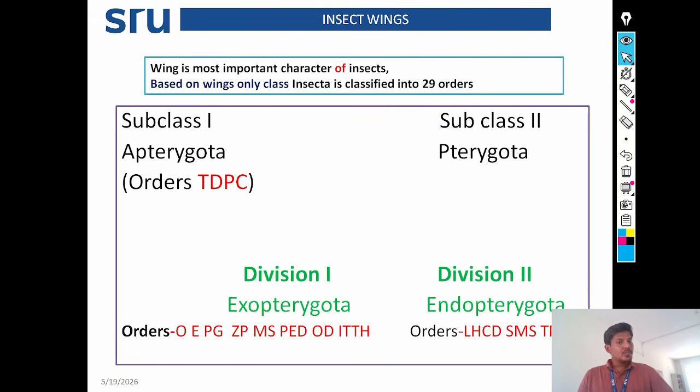A wing is the most important character of insects. Based on wings only, class Insecta is classified into 29 orders. Class Insecta is divided into 2 subclasses, that is subclass 1 Apterygota and subclass 2 Pterygota. Under Pterygota, division 1 is Exopterygota and division 2 is Endopterygota. Therefore, a wing is the most important character of insects for their classification.